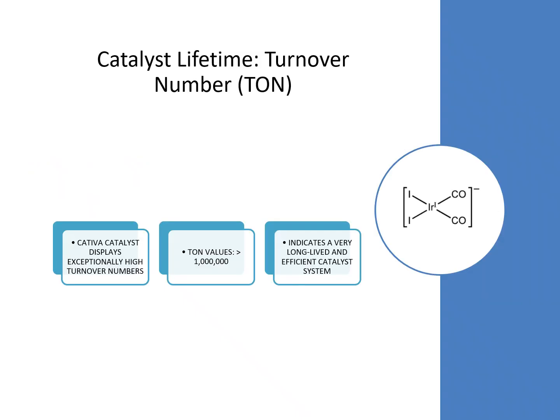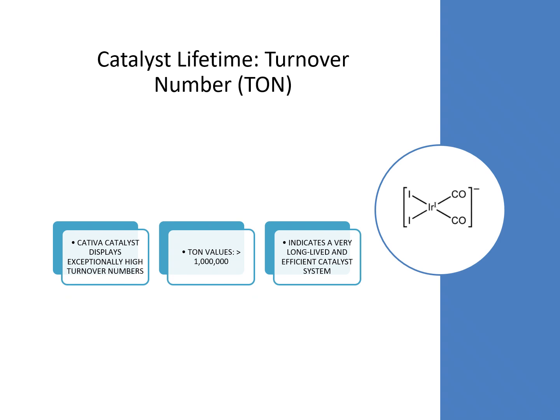The turnover number of a catalyst refers to how many times a catalyst can carry out its reaction before it becomes inactive. The Cativa catalyst has an extremely high turnover number. Reports show that the iridium catalyst can perform well over 1 million turnovers, meaning a single iridium center can convert more than 1 million molecules of methyl iodide into acetyl intermediates before deactivation.